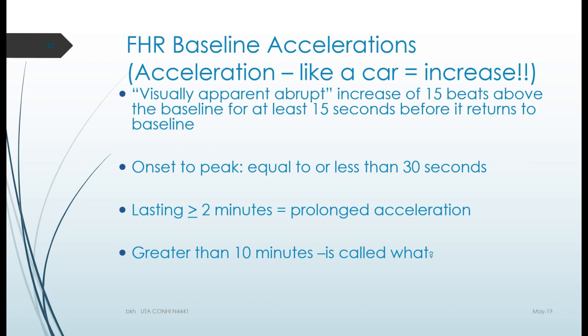If you say that you have accelerations, you are saying that you saw this visually apparent abrupt increase of 15 beats per minute times 15. And all you have to do is say, we've got a heart rate baseline of 120 with good accelerations. Boom, you're done. Everybody in their mind's eye will know exactly what you just described. Onset to peak is usually equal to or less than about 30 seconds.